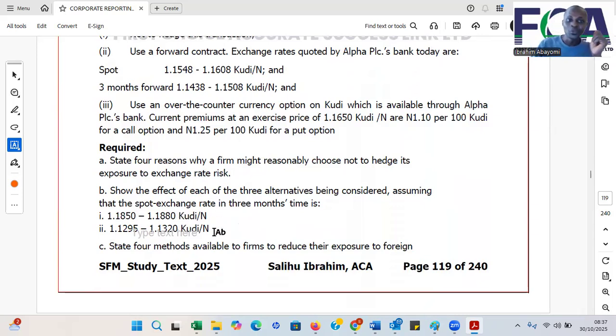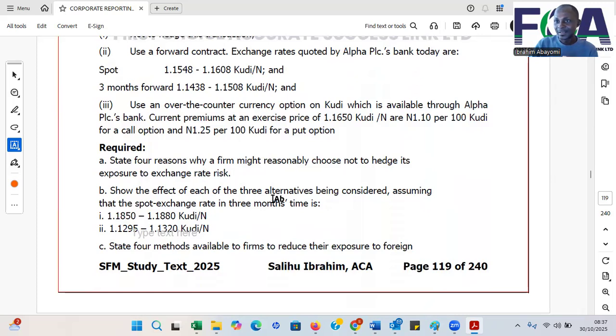So you need to be careful when you're interpreting this type of question. That's why I said the fundamental knowledge you need before you can solve questions on hedging is to know how to treat a direct quotation versus an indirect quotation. My currency is also in kudi, my exposure is also kudi. So what do I need to do? I'll check what I am buying. I want to buy naira. That's what it means.